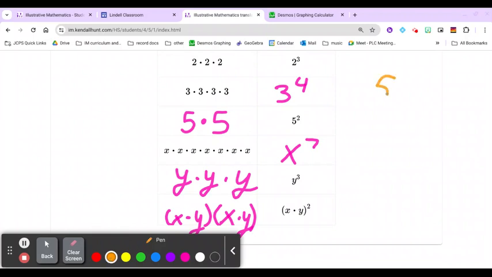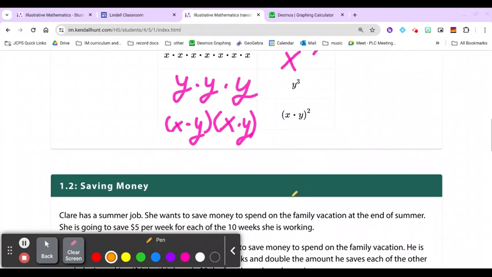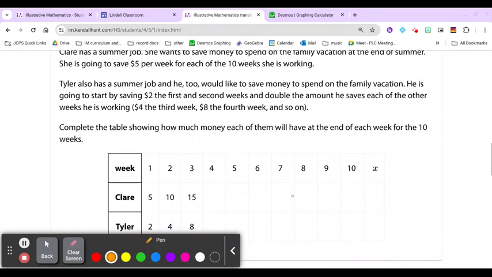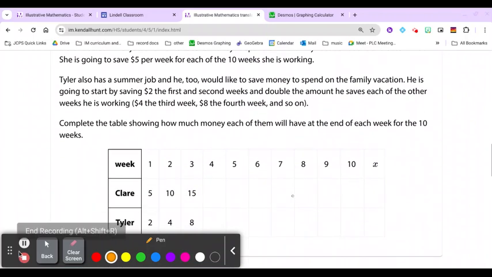I do want to talk about a common misconception. 5 to the 2nd power, for example, is not equal to 10. That would be like 5 times 2. But we're not multiplying 5 times 2. We're multiplying 5 times 5 2 times. Let's continue on to this next example.